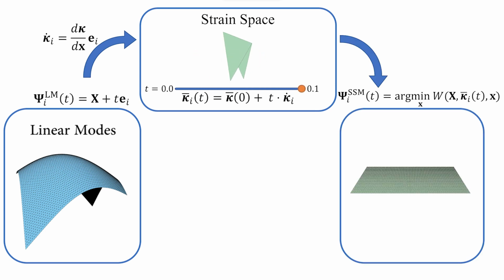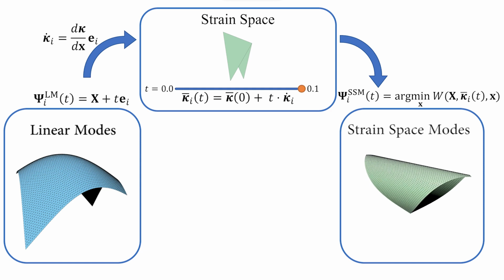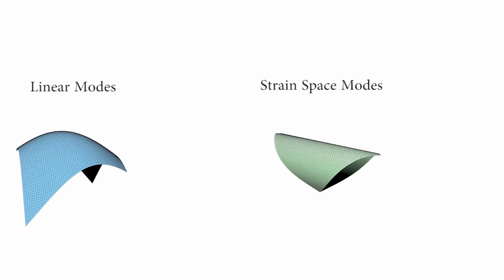We leverage this insight to build a simple and effective modal folding method that tracks strain space transformed eigenmodes in a physics-based and material-aware way. Strain space modes have several important advantages compared to existing alternatives.